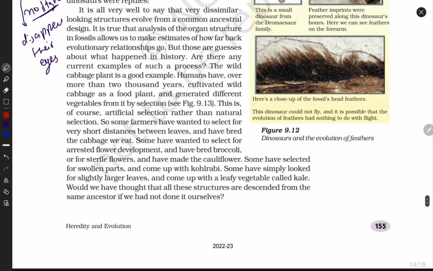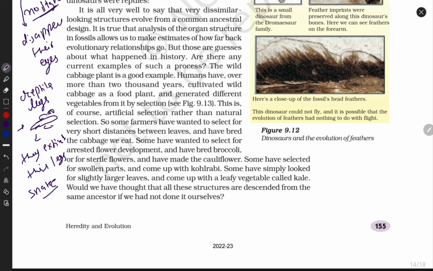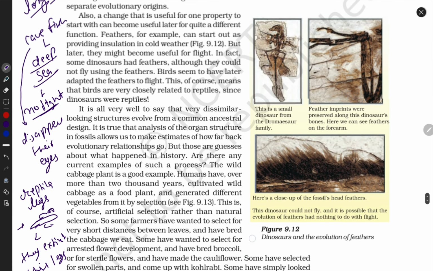Another example is reptiles' legs. At that time reptiles had legs, but due to the course of evolution there was no use of legs, so they lost their legs. So you can see a snake does not have any kind of legs. If a crocodile has legs, they are very small. This is some fossils example.